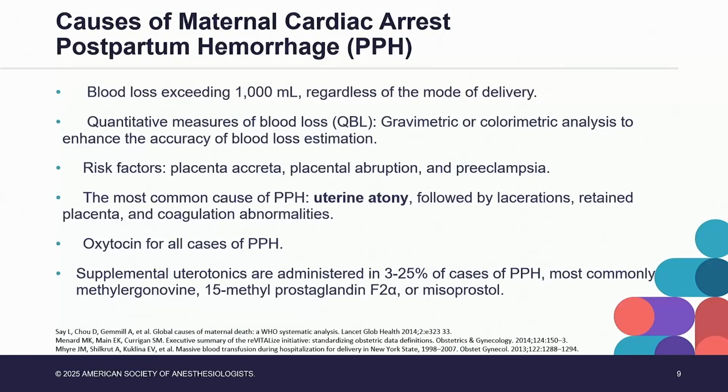And let's go through a few of those causes. As we said, postpartum bleeding is the number one cause. We used to say that PPH was defined as 500 cc after vaginal delivery and a liter after cesarean delivery. Now things have changed. Blood loss of more than a liter, regardless of the mode of delivery, is considered PPH. We do QBL. Risk factors include placenta accreta, abruption, preeclampsia. The most common cause of PPH is uterine atony.